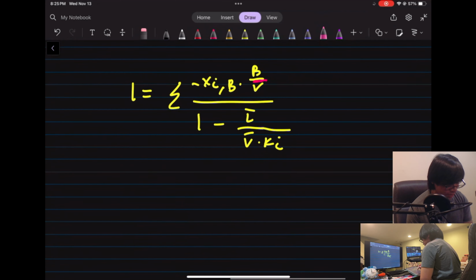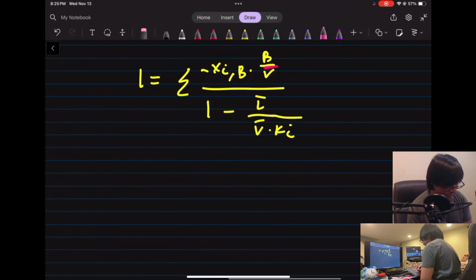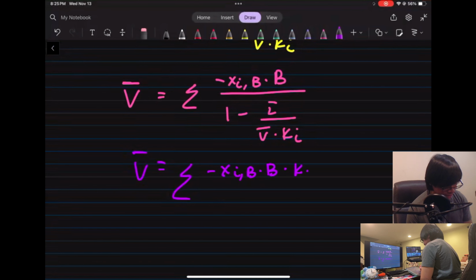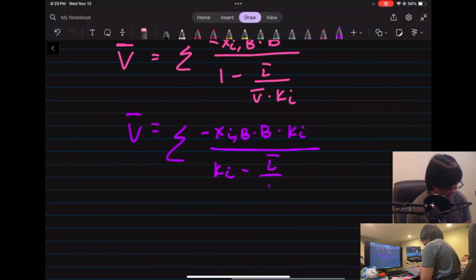Multiply by V on both sides. So we have V bar, some recovery is now just recovery on the numerator. And our denominator stays the same since we multiplied across, only across. L bar over V bar times Ki. Multiply by Ki, and then L bar over V bar.